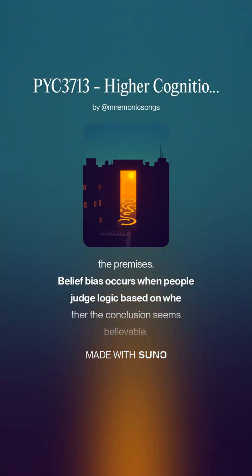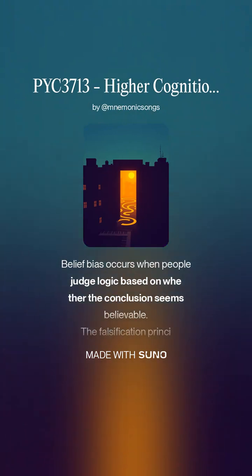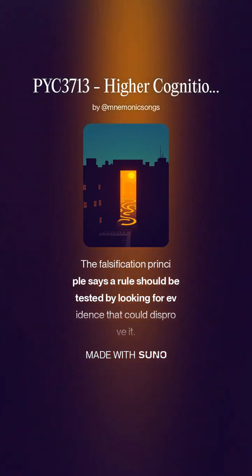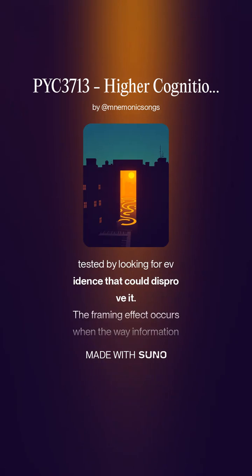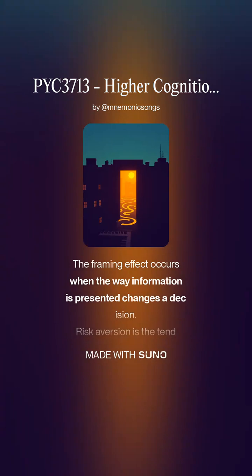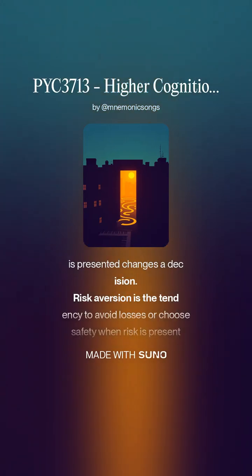Belief bias occurs when people judge logic based on whether the conclusion seems believable. The falsification principle says a rule should be tested by looking for evidence that could disprove it. The framing effect occurs when the way information is presented changes a decision.